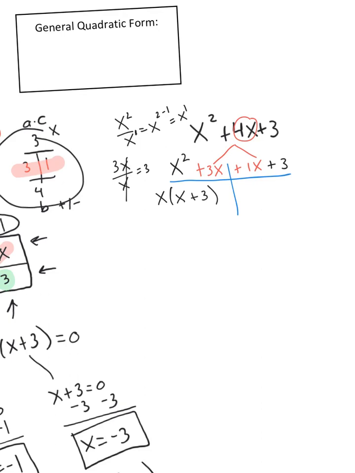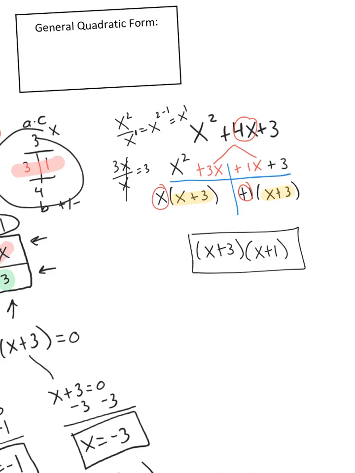On the other side, between 1x and 3, the only thing that I can take from both of those is 1, because they don't share anything bigger than 1. So I'm just going to put plus 1, and then if I divide those both by 1, nothing changes, so you still have x plus 3. So one of your factors is the matching term, the x plus 3, and the other factor comes from the 2 GCFs that were taken out, so the x plus 1. So that would be your factored form.